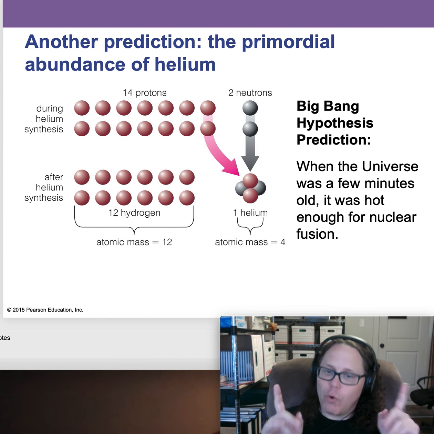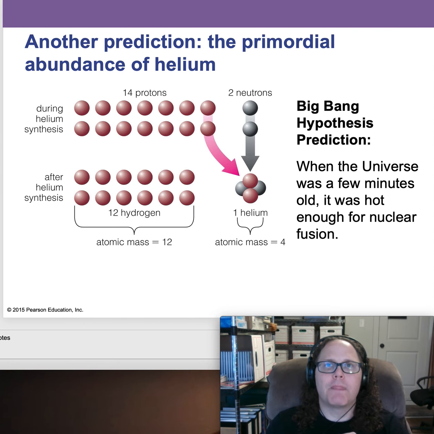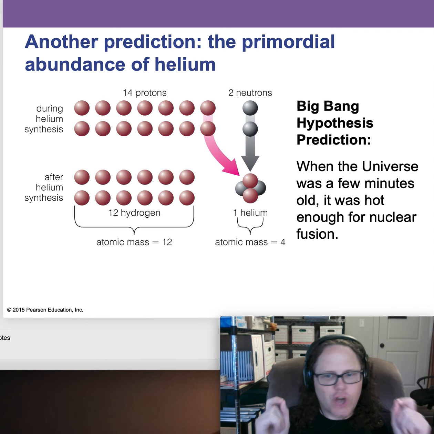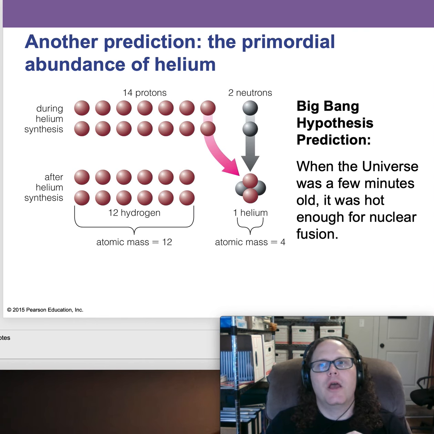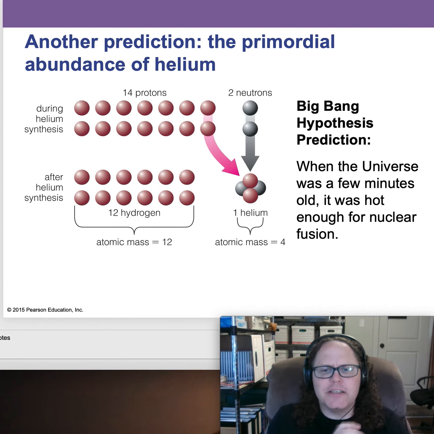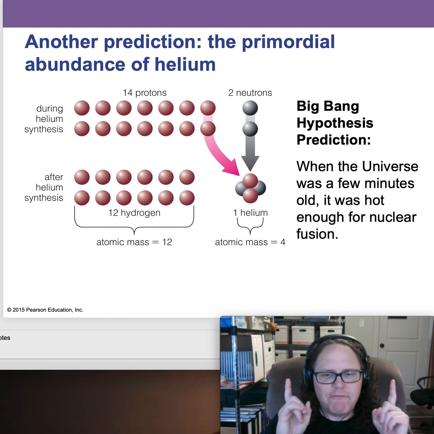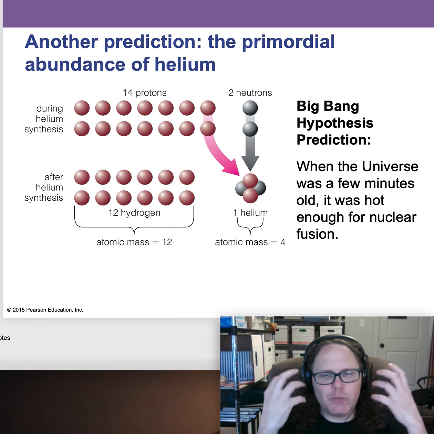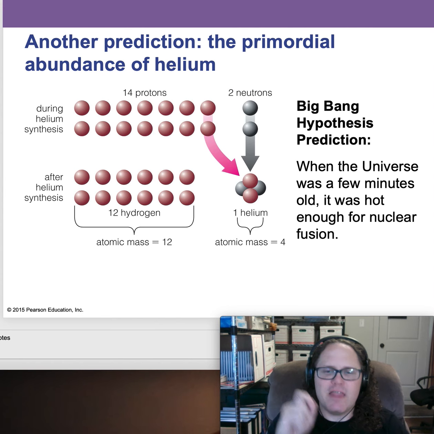Which means, according to the Big Bang hypothesis, the very first galaxies, the first stars that turned on, even though the stars have not yet had enough time to produce any helium, there should already be some. The very first galaxies should be about 25% helium by mass. We should see the spectral lines of helium in the very first galaxies. And indeed, we do.